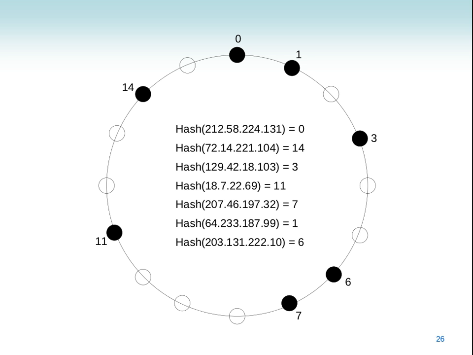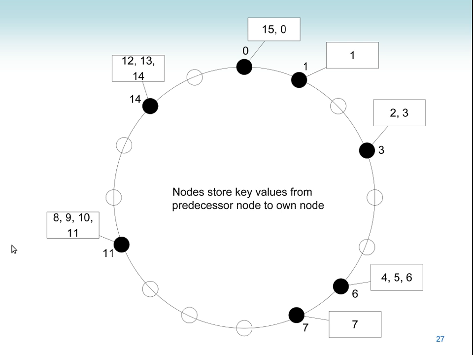But there may be resources with key of 8, 9, 10, where we don't have nodes. So the rule is that the next node along manages that resource. What we show here in the rectangles is the set of keys that are managed by a particular node. Node 6 manages key 6, as well as the preceding nodes which don't exist, 4 and 5 in this example.